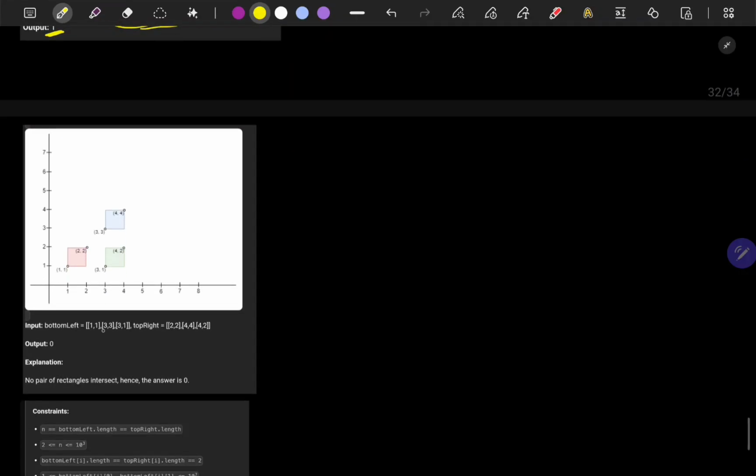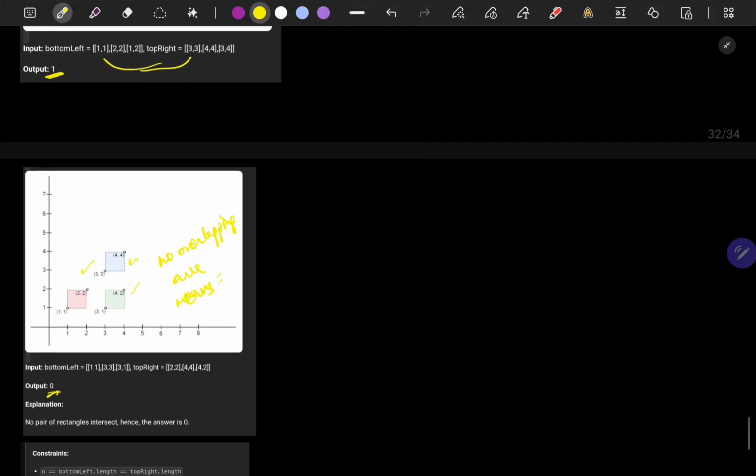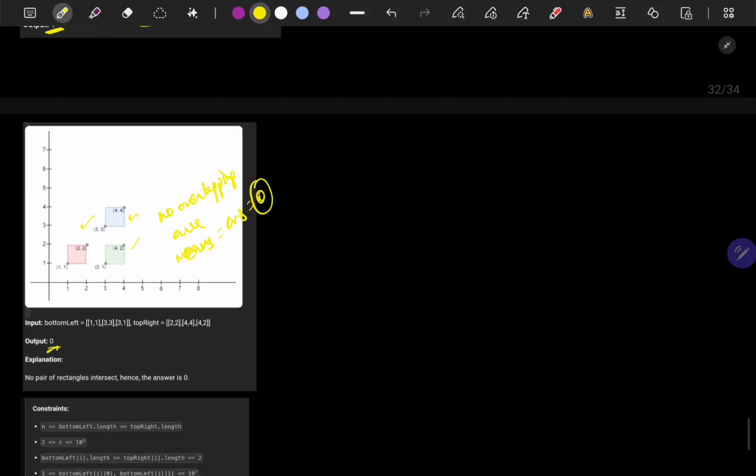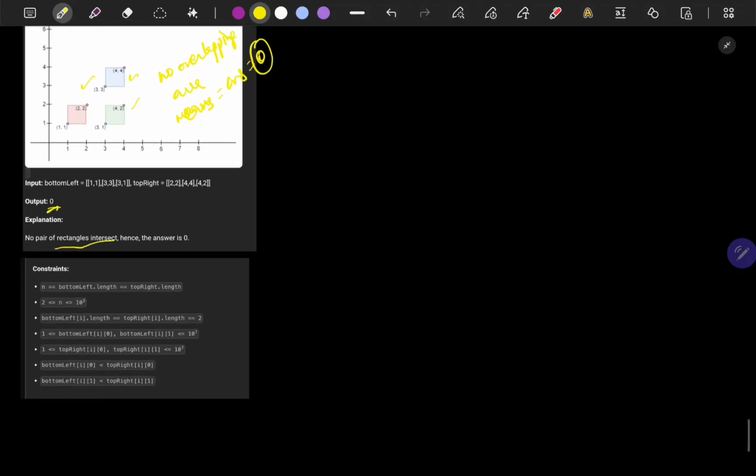There can be a possible case where the rectangles do not overlap at all. In this case we have to return 0, because with no overlapping area we can't fit any square, right? So the answer will be 0. No pair of rectangles intersect, hence the answer is 0.